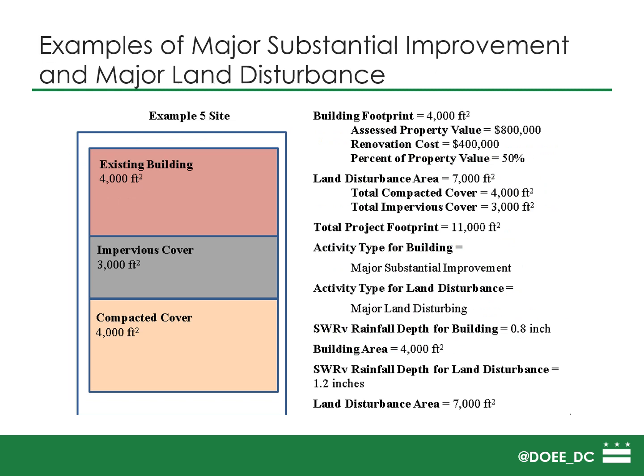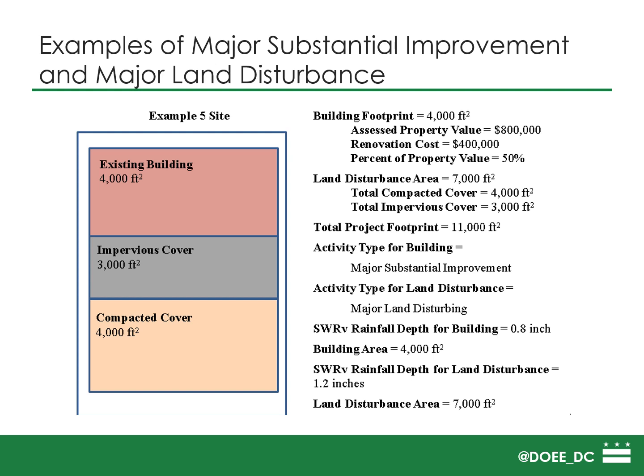So let's look at a more complicated example here. Now we have an existing building with a 4,000 square foot footprint. We have 3,000 square feet of proposed impervious cover and 4,000 square feet of compacted cover. Looking at this disturbance area on its own, we have 3,000 plus 4,000 square feet, so 7,000 square feet of disturbed area.